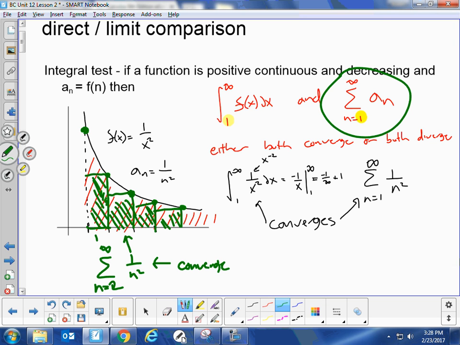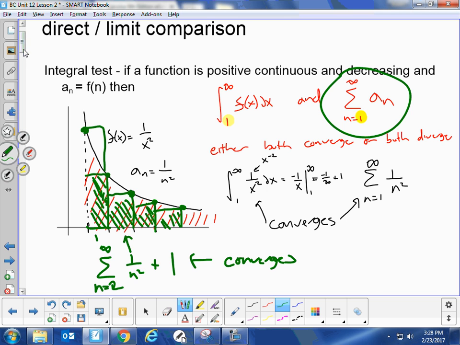Well, if I wanted to change it to 1 over n squared starting from 1, I would just add 1 extra rectangle. I would need to add this one here. And if we have a converging value plus 1, it's also going to be a converging value. So that's the integral test. It kind of equates improper integrals to some summations, which is great.